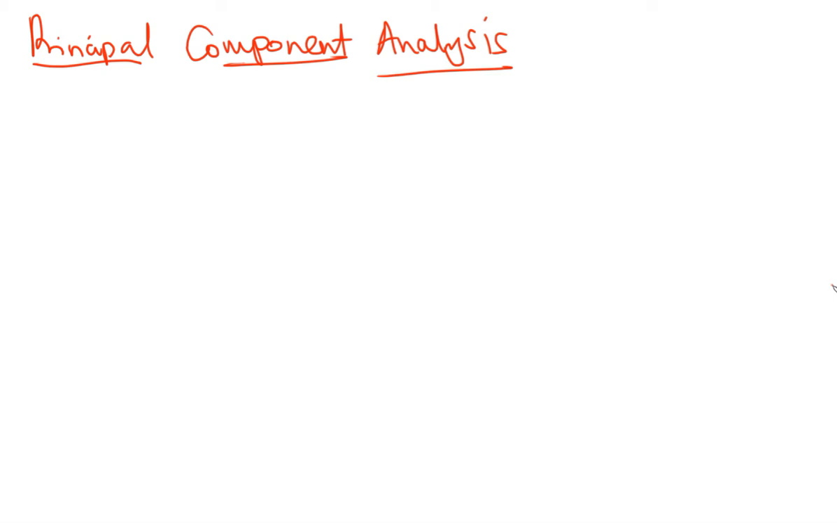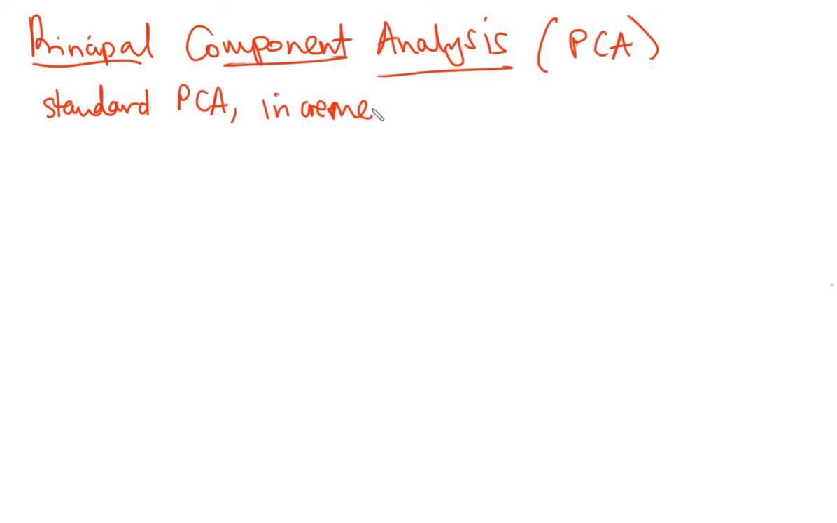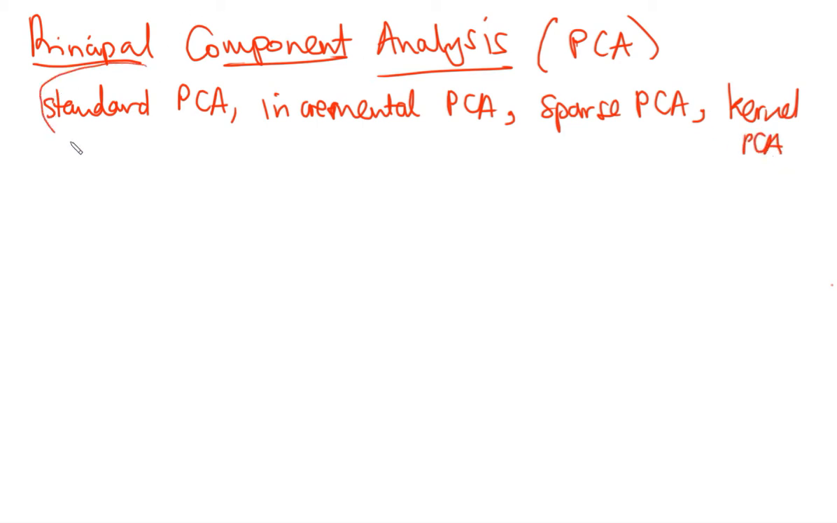Now we are starting the juicy part, where we start the theory of principal component analysis, or PCA. There are many different versions of PCA. We have standard PCA, incremental PCA, sparse PCA, and we also have kernel PCA. We're going to focus on standard PCA to develop the theory of what principal component analysis is.